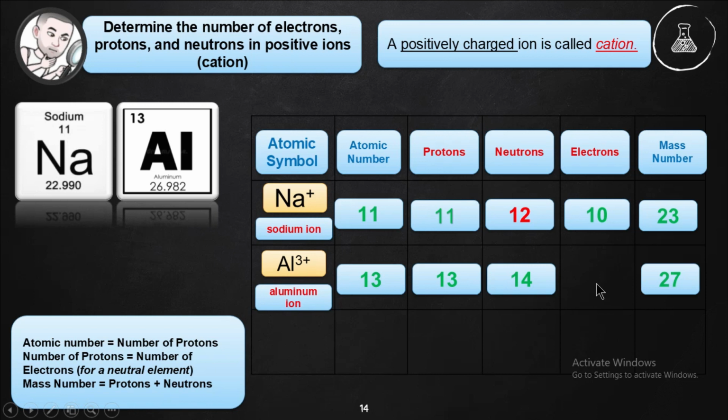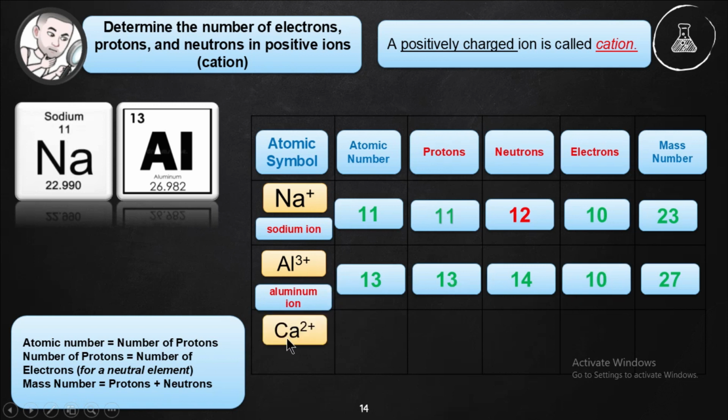Now, ilan ang electrons ni aluminum ion? So mapapansin nyo na merong 3 na number before the charge. Ibig sabihin lang nito, maglulose or mawawala ng 3 electrons si aluminum. Kaya ima-minus natin siya dito sa proton. So 13 minus 3 is 10. So 10 ngayon yung electrons nitong aluminum ion.